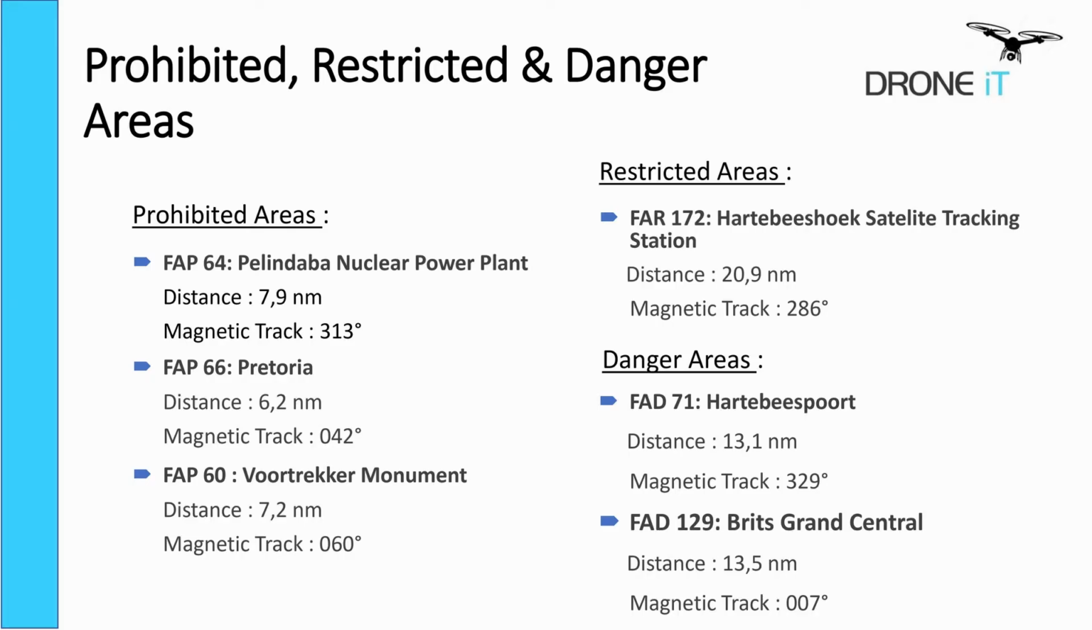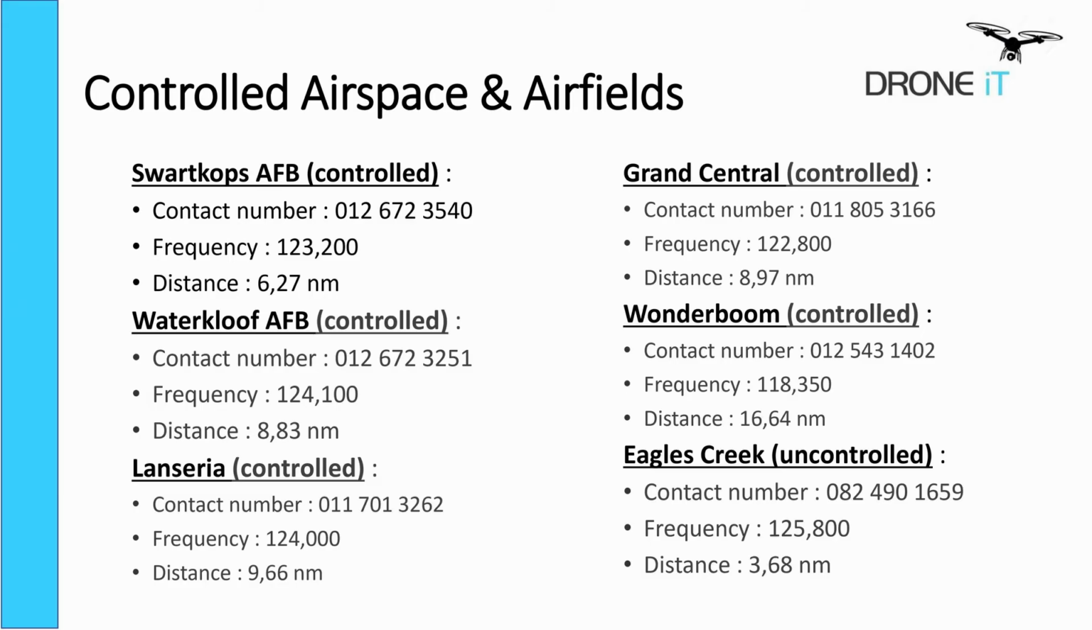Next, take note of all your prohibited areas, danger areas and restricted areas, and get information on these different areas. Then also have a look at your controlled airspaces. Very important for the controlled airspaces in the surrounding area: get the contact number for the air traffic controller, get the frequency they'll be using, and see the distance from your operating site where you'll be working. Then also have a look at your AIPs, AICs and NOTAMs and see if there are any new updates.